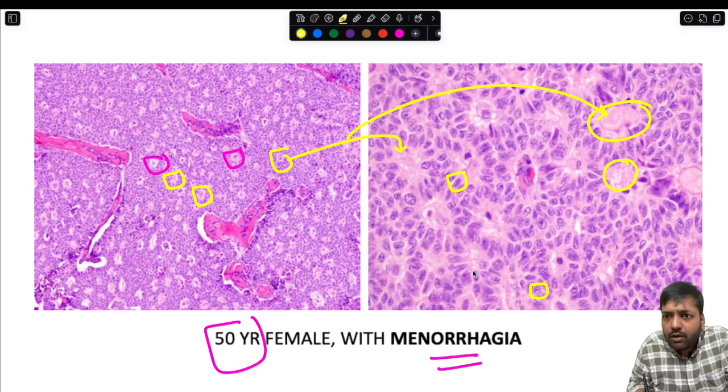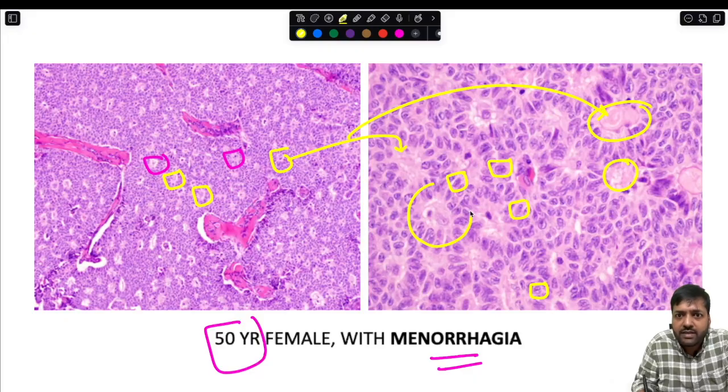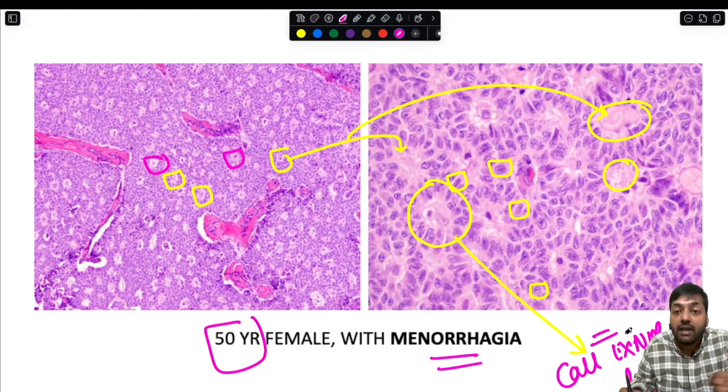Okay, not only that, there is also a single prominent nucleolus over here, and there is nuclear folding also, as we can appreciate. Very commonly nuclear folding is there. So what is the diagnosis? And remember, this particular empty space surrounded by the tumor cells, what is it called as? This is called as Call-Exner bodies. Okay, because it resembles the Call-Exner bodies of the developing follicle.